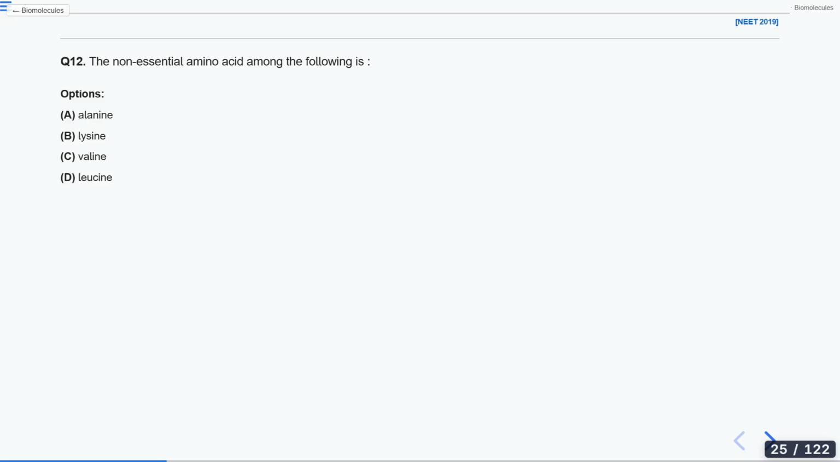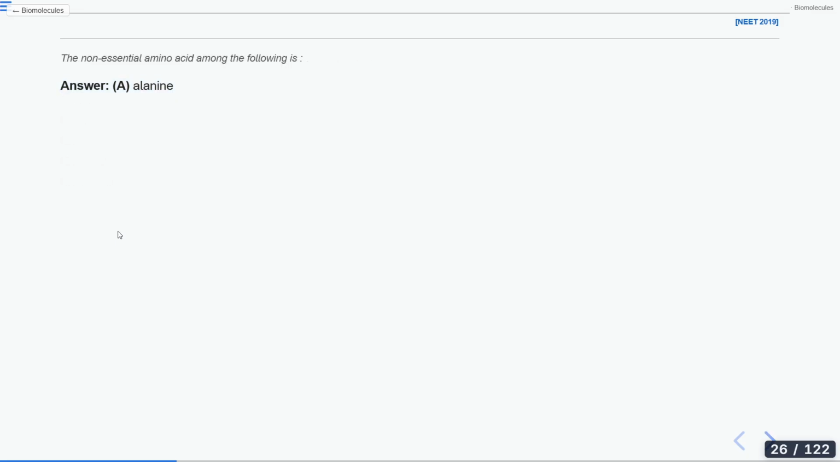So I have the answers here: lysine, alanine. Option A is correct. Selvi is telling option A is correct. Everyone, please take part in the poll which is given here. Benazir is telling A, Shani is telling A, Anandvalli is also telling A. Okay, so yes, your opinion is correct. A is the correct answer. Alanine. Alanine is the non-essential amino acid. Moving on to the next question.